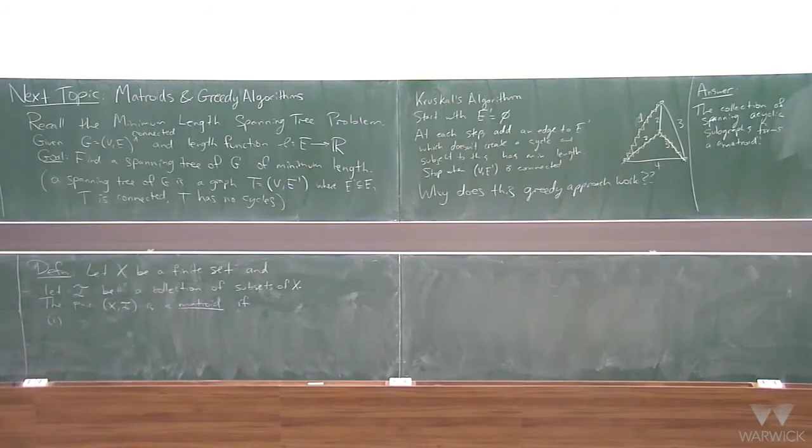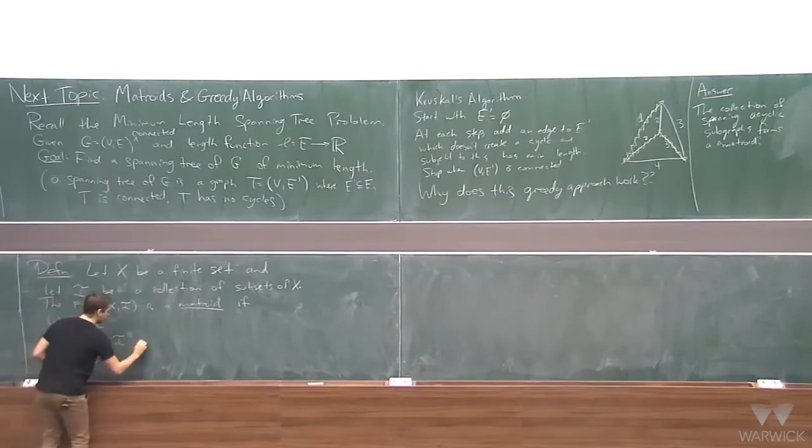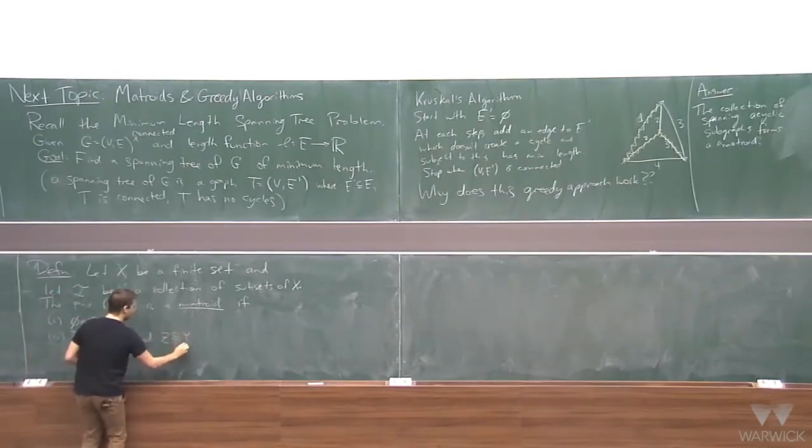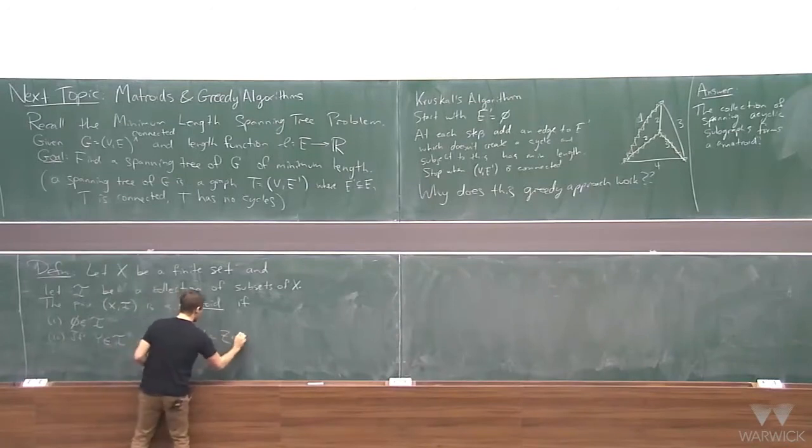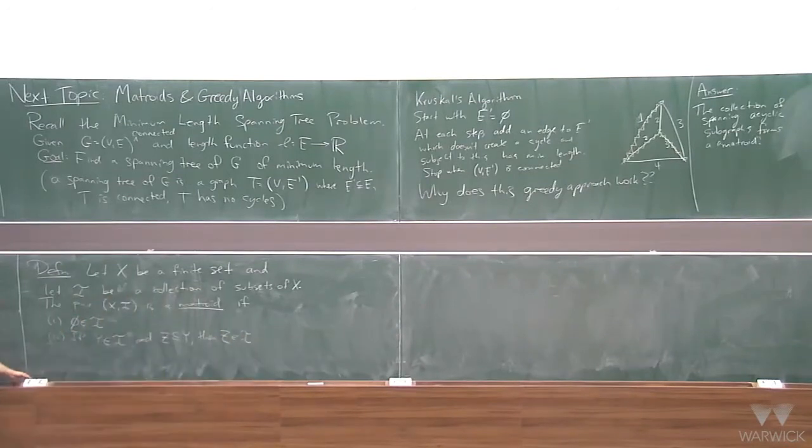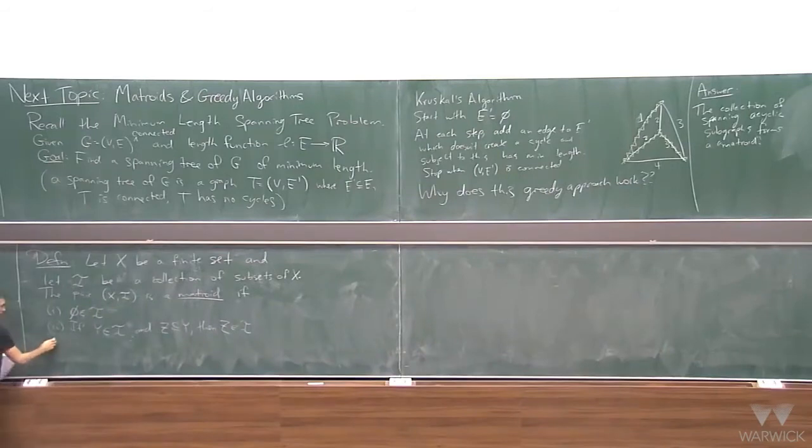So first of all, this is kind of a trivial condition: the empty set is in I. This is just to make sure that I is not empty, but otherwise this first one is almost never very important. Secondly, you want that if Y is in I and Z is a subset of Y, then Z is in I. So it's closed under taking subsets.